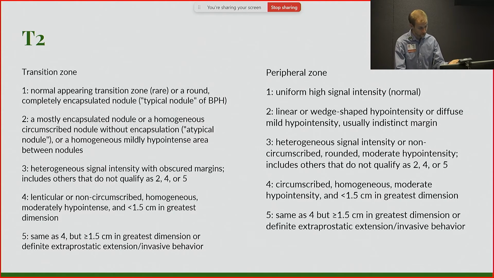For the peripheral zone, it's kind of the same deal. It's normal for 1. If you're looking at the 4s and 5s, ones that are likely to be cancer, they are sometimes circumscribed, sometimes not, homogeneous, dark, hypointense, and either small or large, or demonstrating behavior of growing outside the gland.